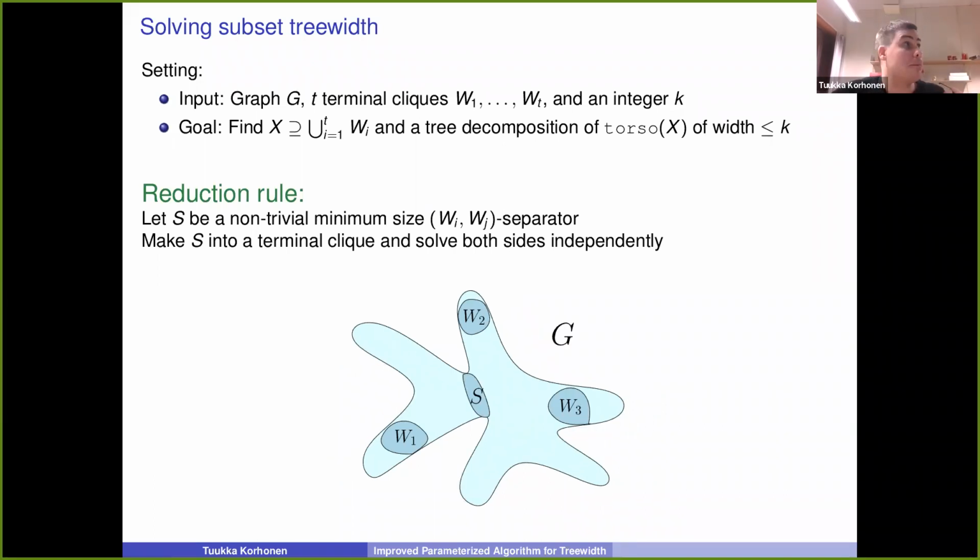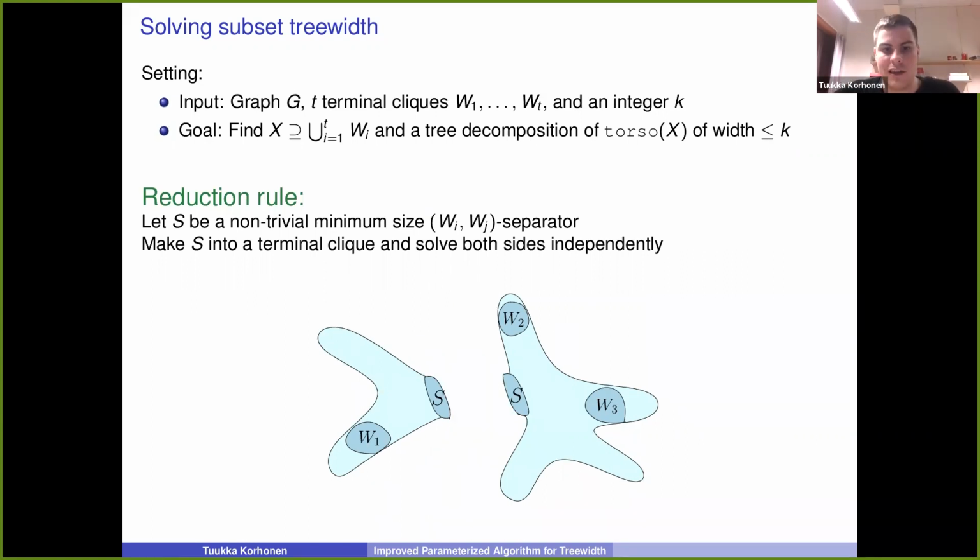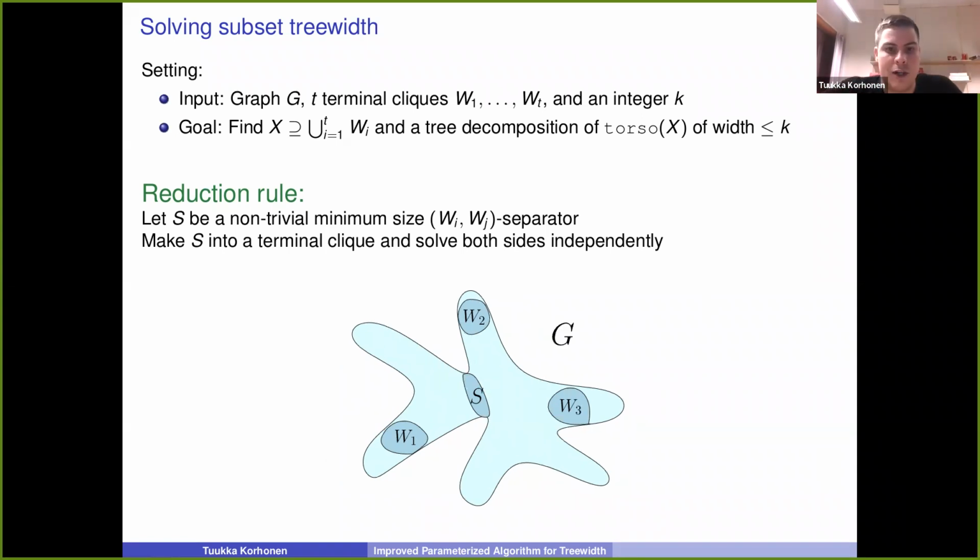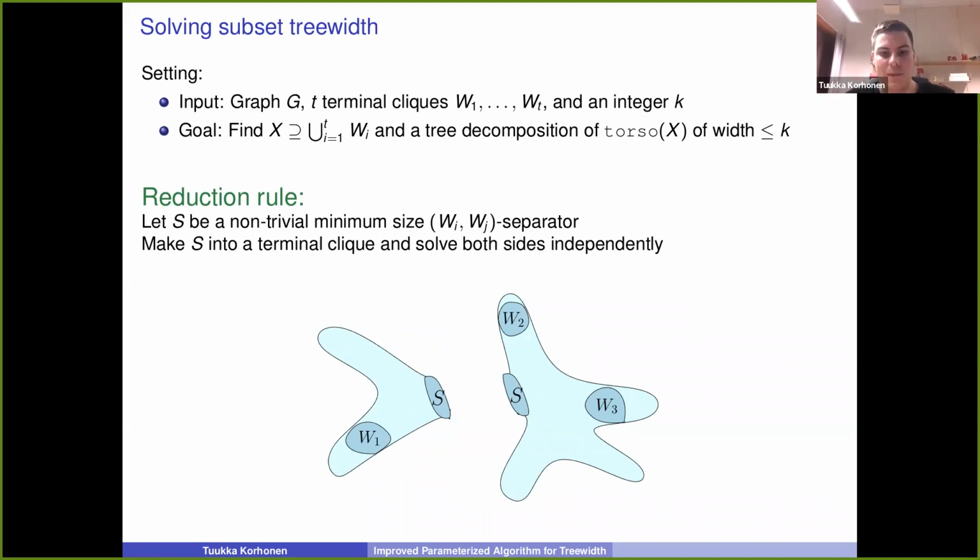And again, the proof of why this is correct: for sure, if you have these torso decompositions for this side and this side, then you can glue them together on these cliques. So I make this S also a clique, and I make it a terminal clique. For sure I can glue the solutions together like this. But then I have to prove that this is safe to do, that actually if I can solve this problem, then I can solve both of these problems.